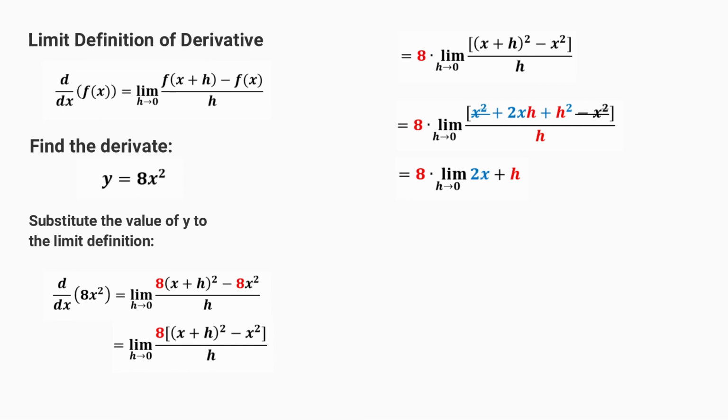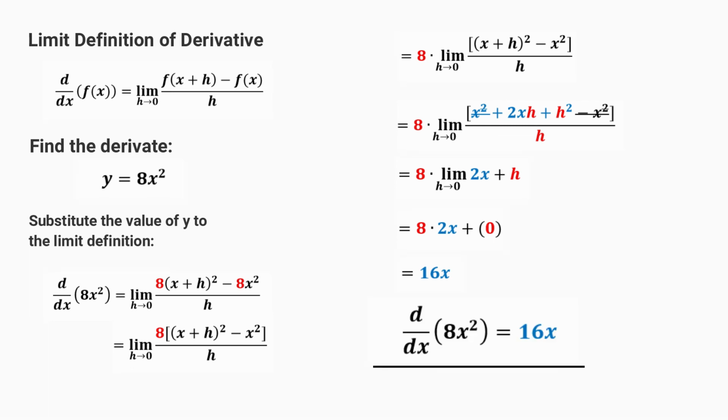So let's substitute 0 to the h. So it will become now 2x. Now let's multiply the constant 8 to 2x. It will become now 16x. Therefore, the derivative of 8x squared is equal to 16x.